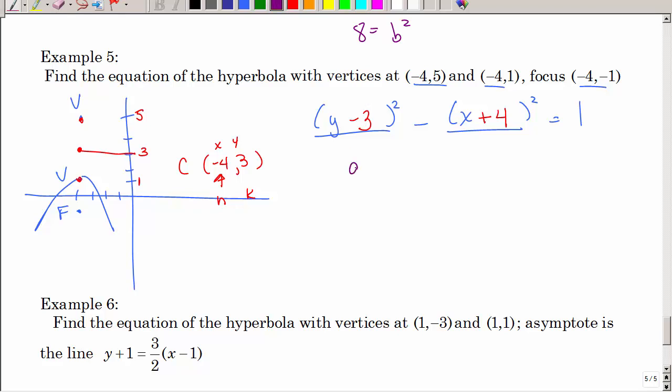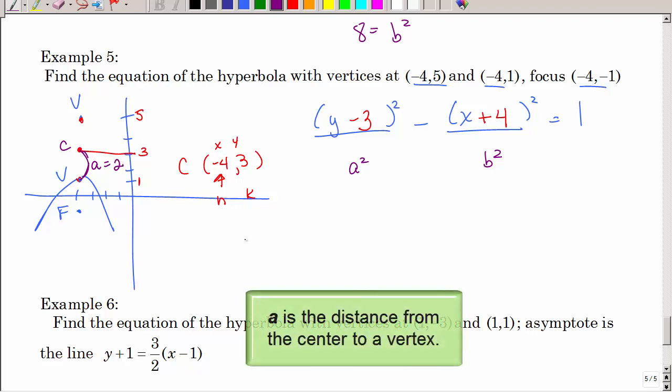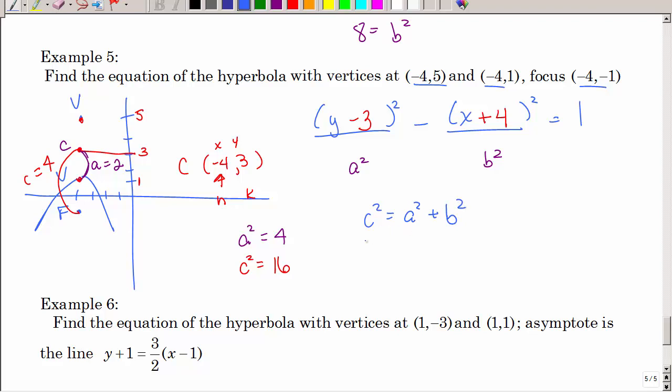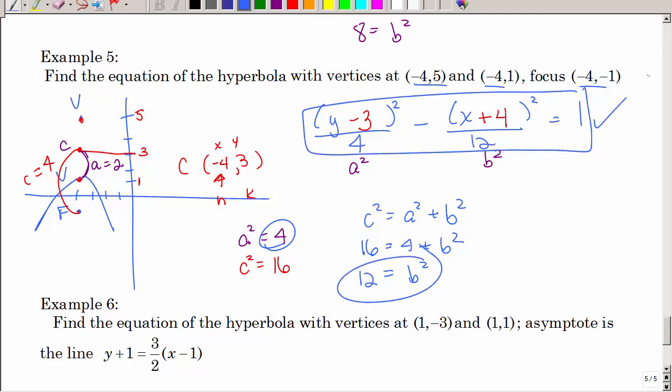So what else do I need? I need a squared and b squared. If this is the center, that's a. How far is that? 2. And then we have from the center to the focus is c. How far is that? 4. So again, using that relationship between A, B, and C, so let's see, A squared is 4, B squared is 12, found the center, that's it.